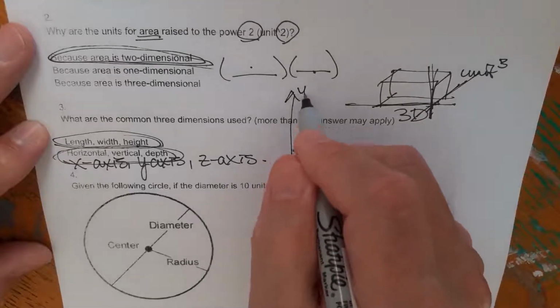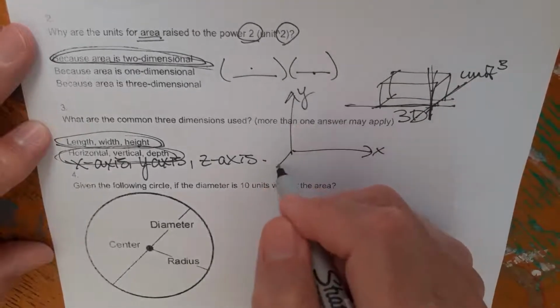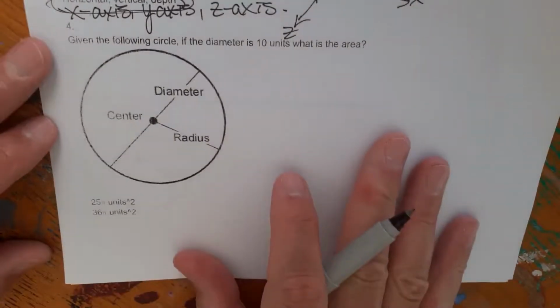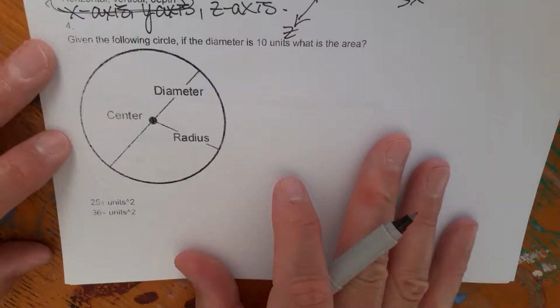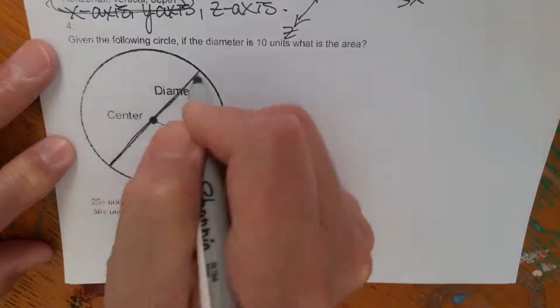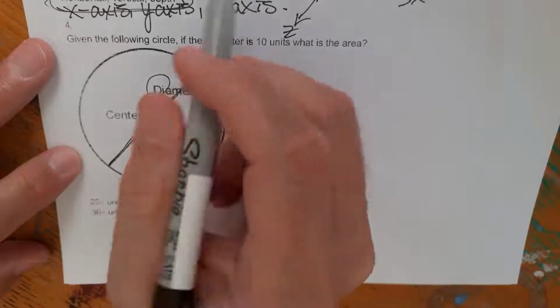This is the y, horizontal, vertical, and this is the z. It comes out toward us, depth. Anyway, given the following circle, the diameter is 10, what's the area? All right, diameter is across here, this whole distance across here, and we always learn, pick a name like dinosaur.